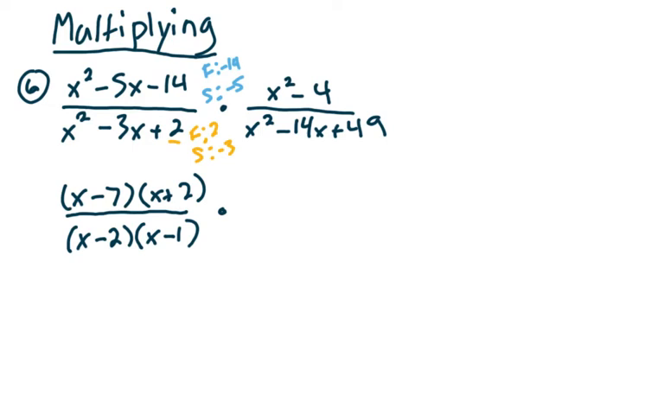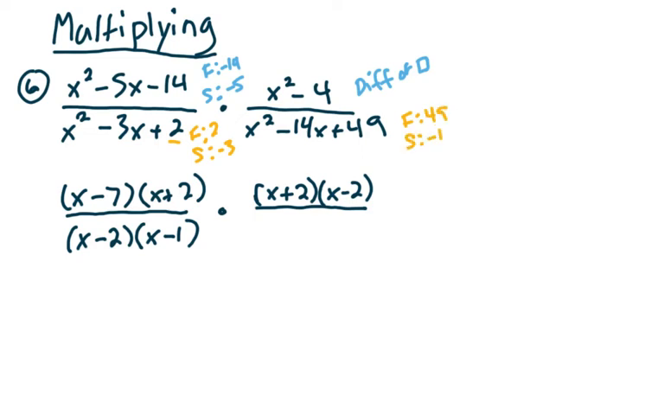Times, I'm going to do a similar thing on the right-hand side. I'm going to factor. So the numerator, the x squared minus 4, would factor using difference of squares because we're subtracting two perfect squares. And so this would factor into an x plus 2 and an x minus 2. And the x squared minus 14x plus 49, I would factor using factor sum. I'd be looking for factors of 49 that had a sum of negative 14. Those two numbers would be negative 7 and negative 7. So x minus 7 and x minus 7.